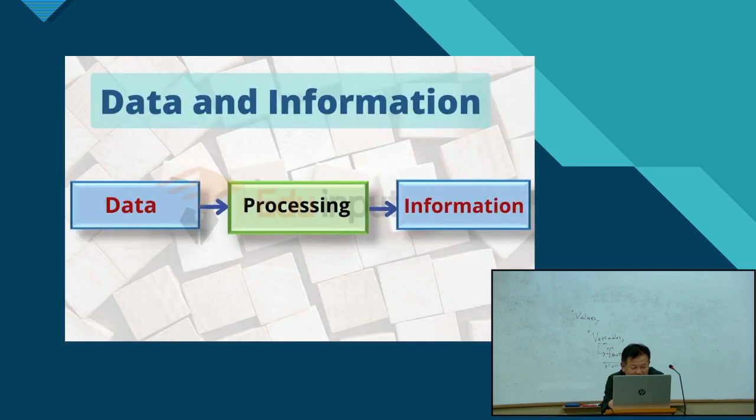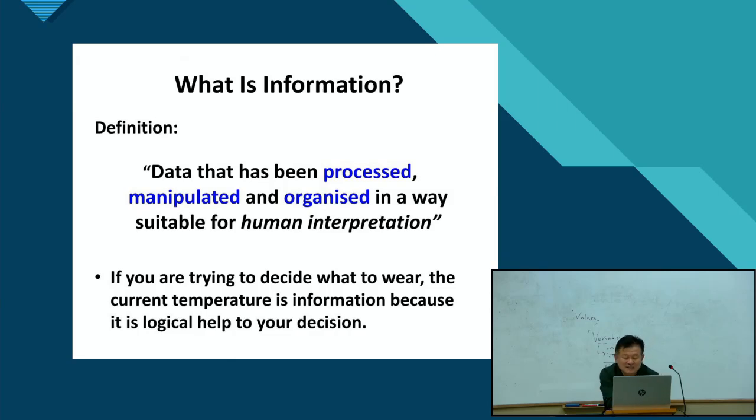And next, I show how data becomes information through some kind of processing. Later we will introduce the processing one by one. And finally, the information from the data. What is information? The definition is data that has been processed. This is some kind of process, or manipulated. Manipulated means raw data becomes second data by manipulation.